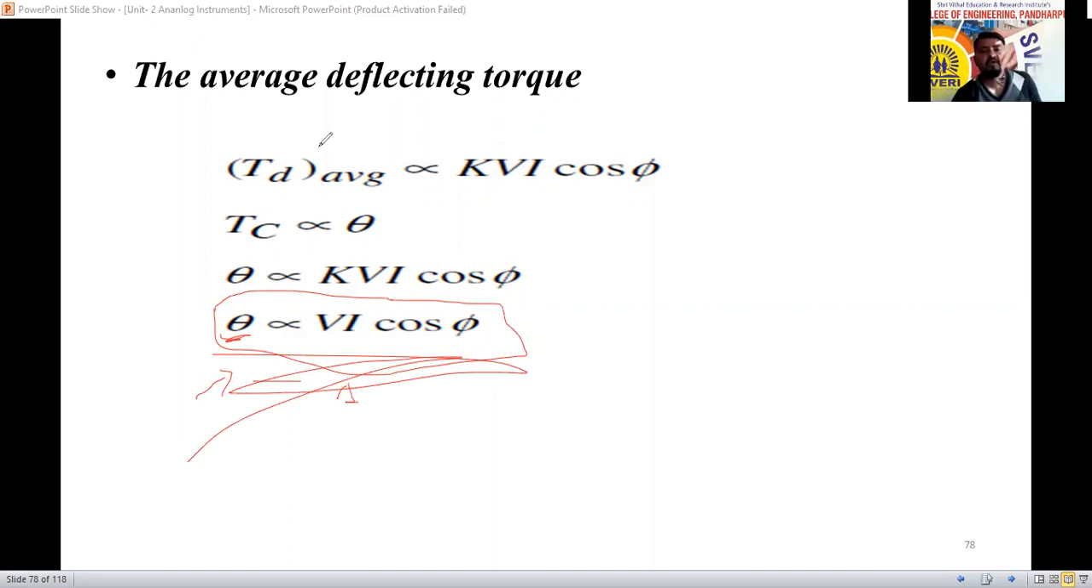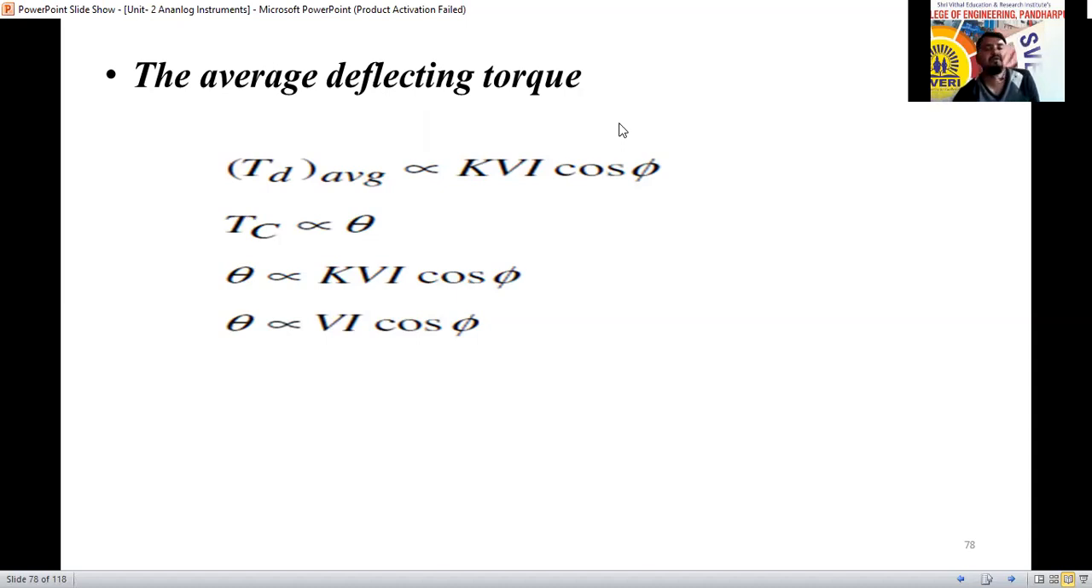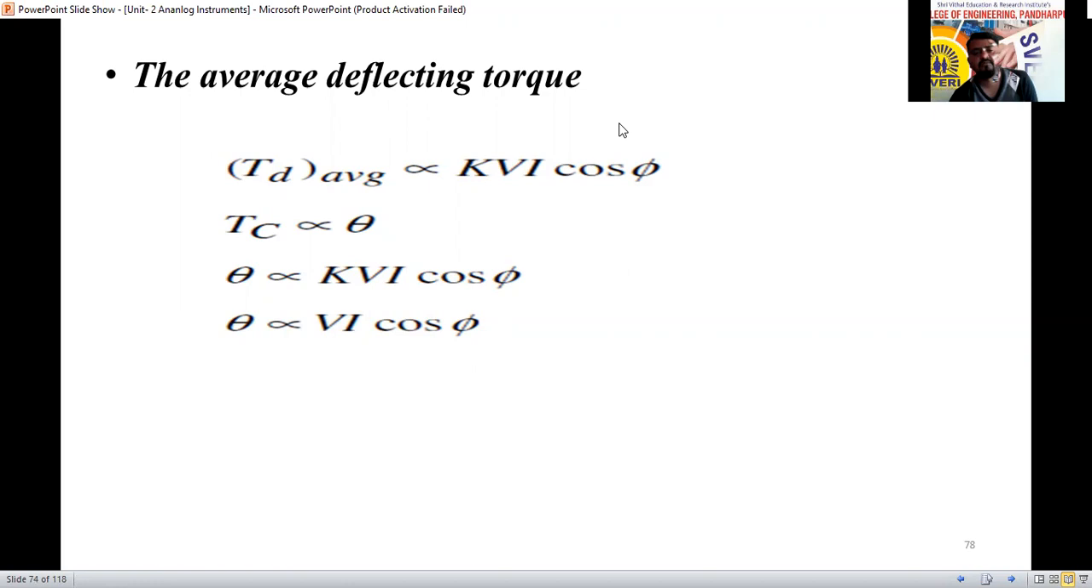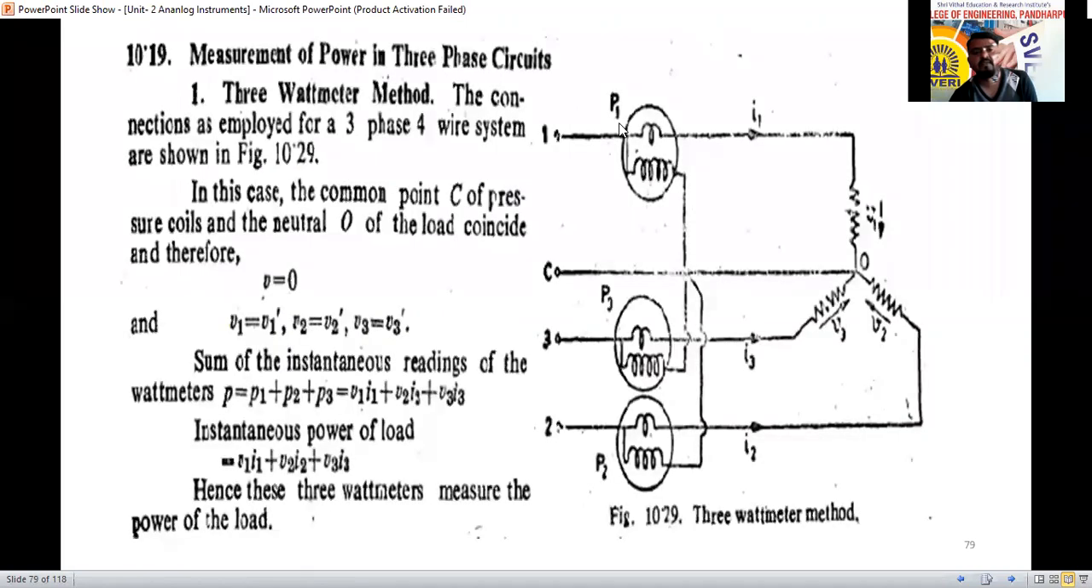So the electromagnetic moving coil we can use as voltmeter, current and voltmeter, ammeter, and wattmeter here now. It completes the EMMC. Any doubts?